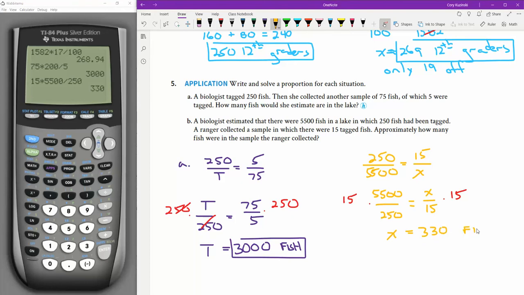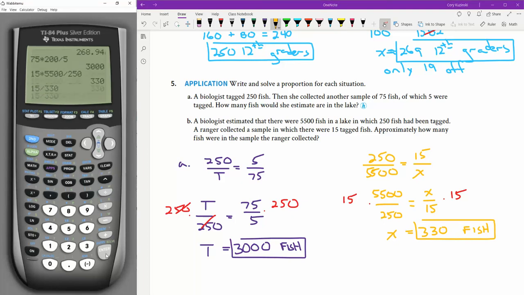That makes sense. Let's check our answers. 15 out of 330 fish is about 4.5%, and 250 fish tagged out of 5,500 in the lake is 4.5%. Over here on this one, let's do it again. 250 out of 3,000 fish were tagged, and in the sample, 5 fish out of 75 were tagged.